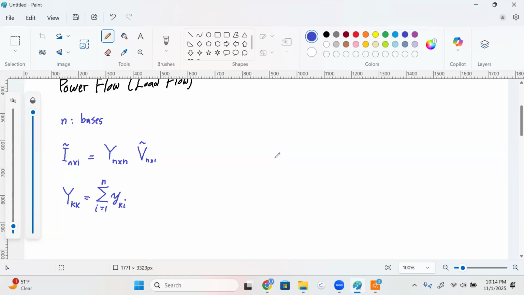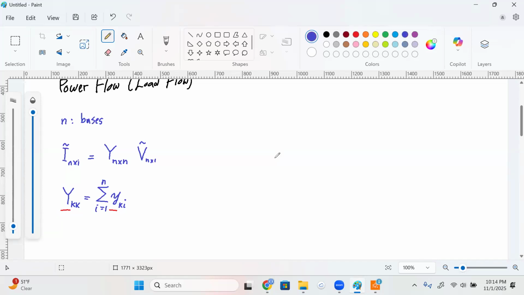I have to clarify some very important notation that I'm using here. Every time that I'm using lowercase y, I'm referring to the actual admittance. So lowercase y_ki is the actual admittance connected between bus K and bus I. Whenever I'm using capital letter Y, that's indicative of the entry of the admittance matrix. So Y_KK is the entry in row K and column K of the admittance matrix, but would be the sum of the actual admittances, lowercase y's, that are connected to bus K.